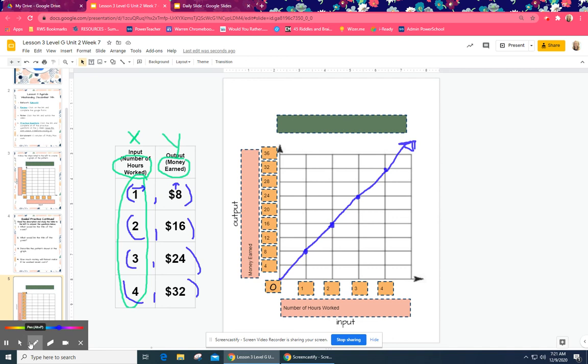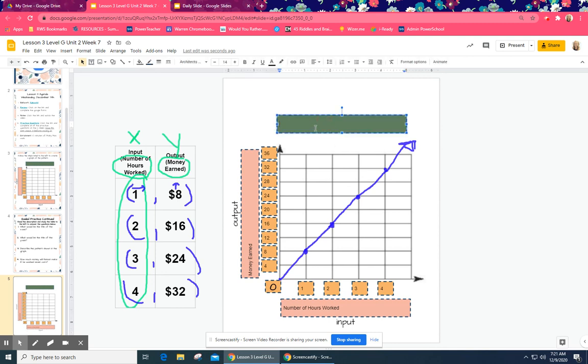That's pretty much all you need to know except for making a good title. So this graph was obviously about someone who was working and making money. So we need to come up with a good title that encompasses all of that. We could just literally put hourly wage. But your title needs to encompass the title of both your X and Y axis. And that's it.